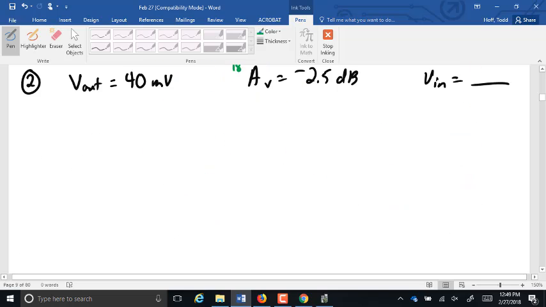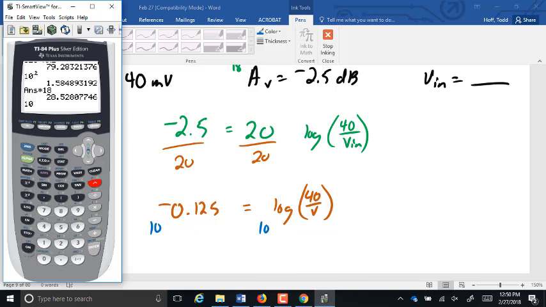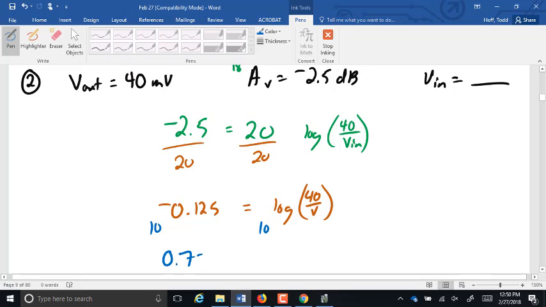So then this one, you have the negative 2.5 equals 20 again log, we're given the output voltage of 40 millivolts over, looking for the input this time. Divide by 20. We get a negative 0.125 equals log of 40 over our input voltage. 10 to the power of that is 0.750. Log is gone. That equals 40 over V.